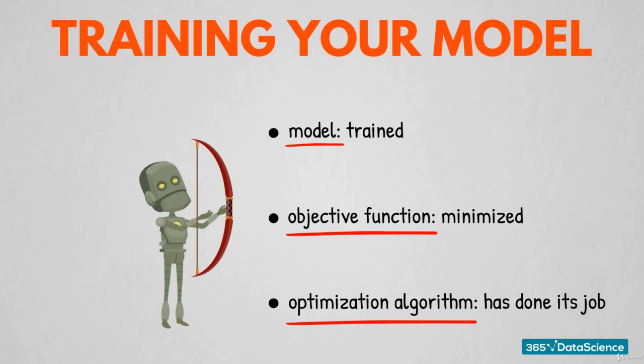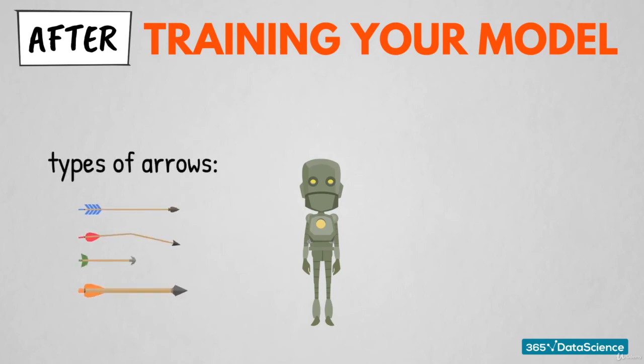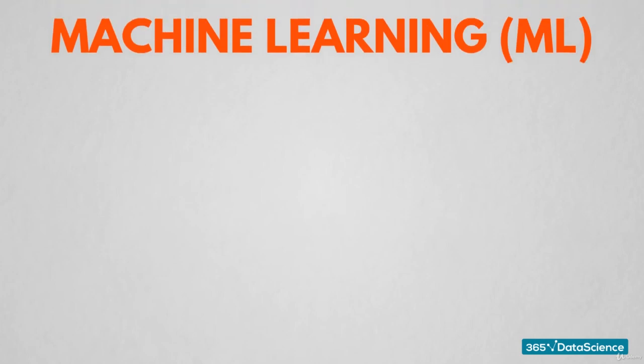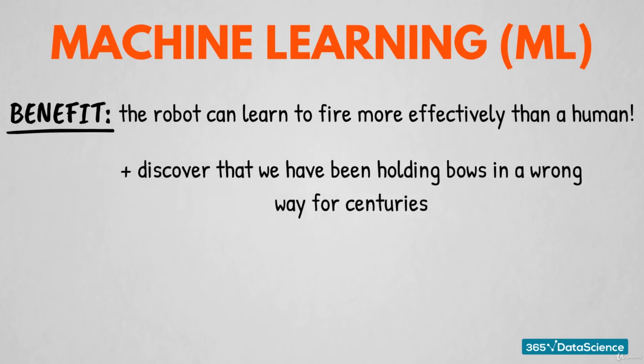So, what can you do? Give it a different bag of arrows. If it had seen most types of arrows while training, it will do great with the new ones. However, if we give it half an arrow, or a longer arrow than it has seen, it won't know what to do with it. In all ordinary cases, though, we would expect the robot to hit the center or at least get very close. The benefit of using machine learning is that the robot can learn to fire more effectively than a human. It might even discover that we've been holding bows in a wrong way for centuries.